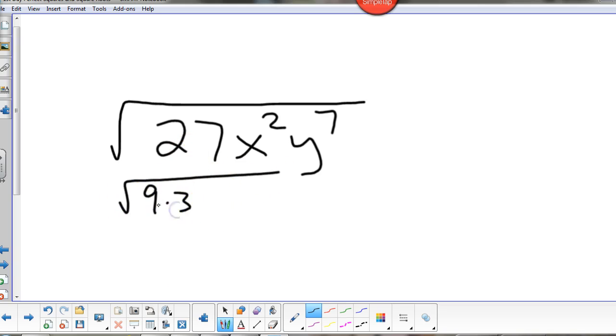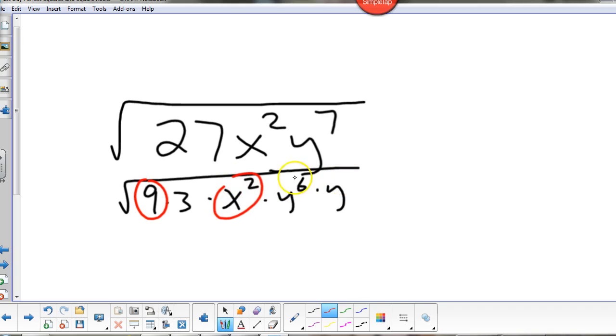27 is 9 times 3 because 9 is a perfect square. I'm going to leave x squared alone. I don't need to break that up because it is a perfect square. So I didn't take the square root of anything in that step. I just broke it up into perfect squares times leftovers.